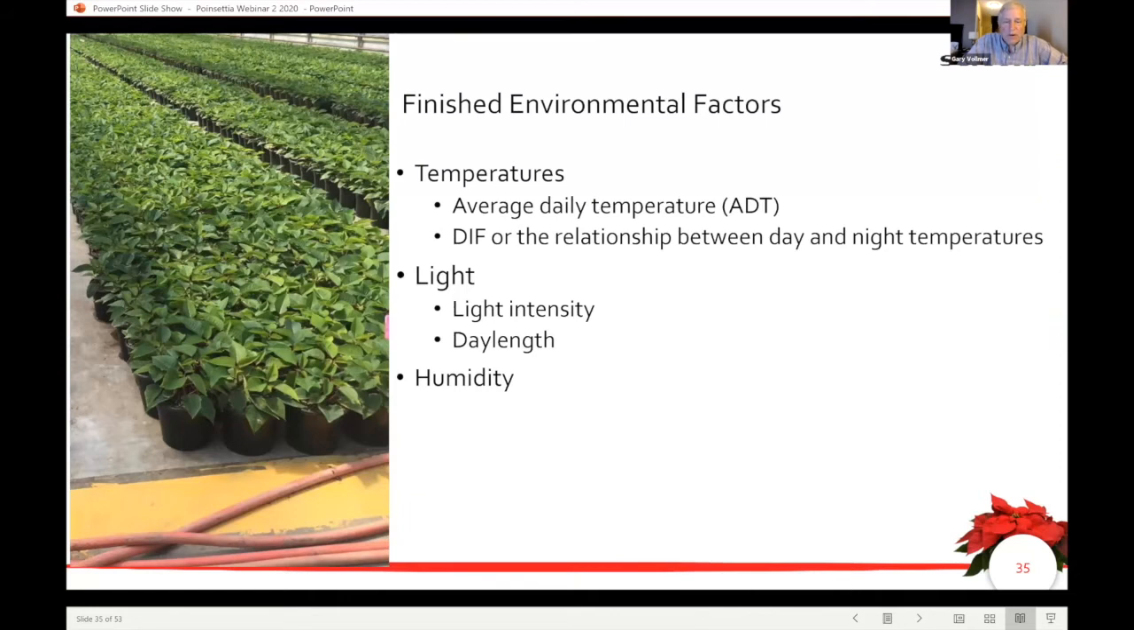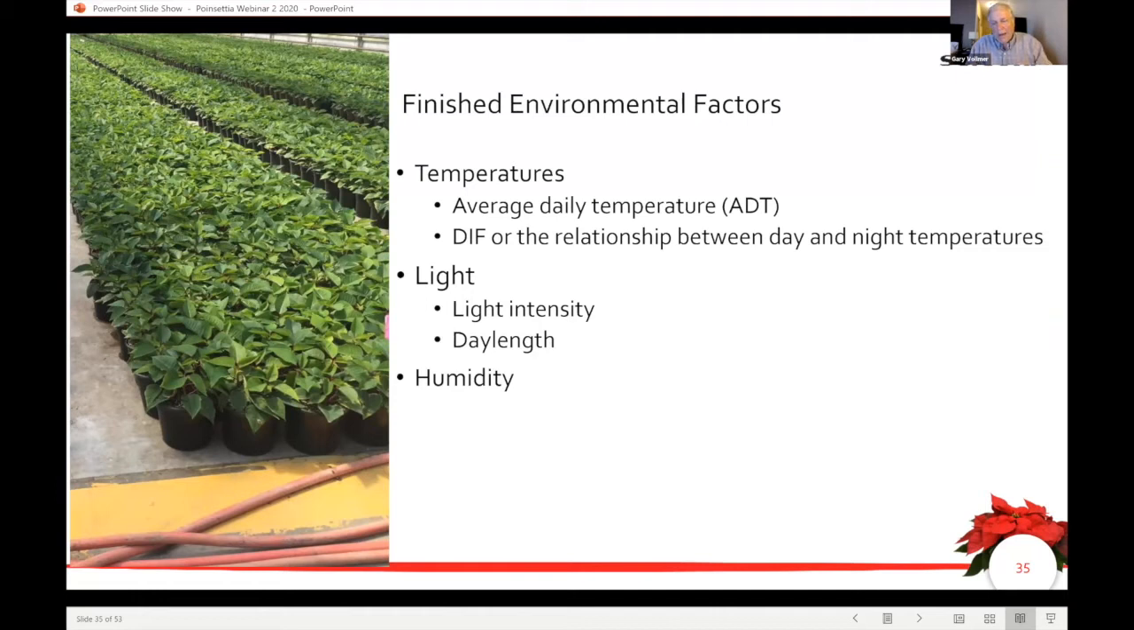So, finished environmental factors, again: temperature, light, humidity. Those are the big three that we're dealing with here. We look at ADT, and that's just average daily temperature. And so you have to pay attention to that. There are extremes of high and low that will limit the growth, but the average daily temperature is sort of a barometer of your growth.